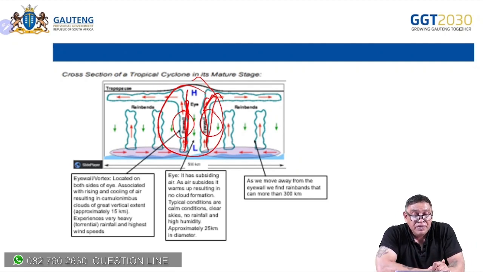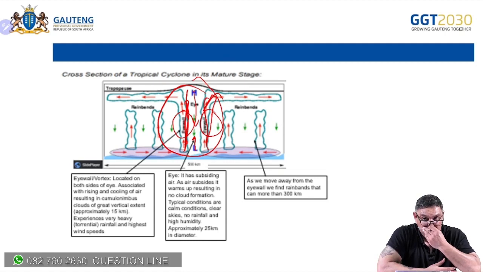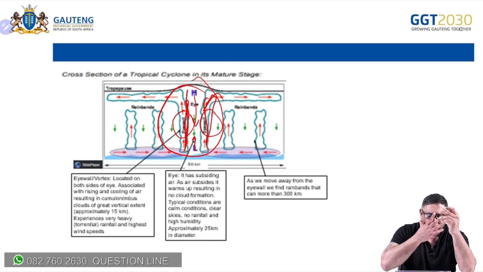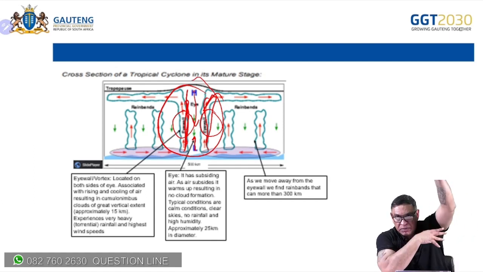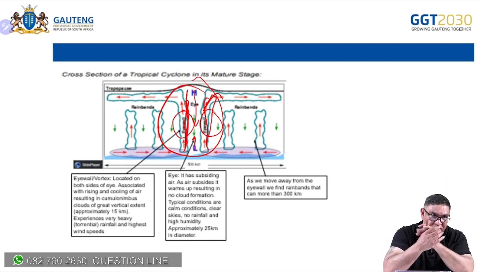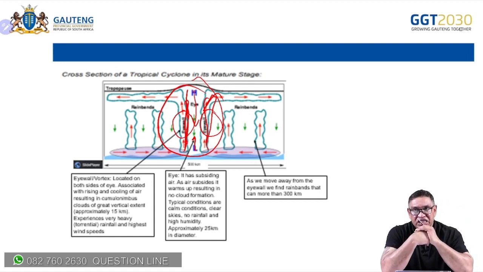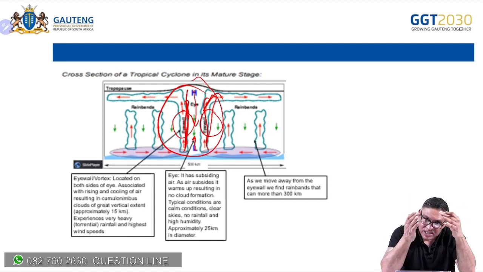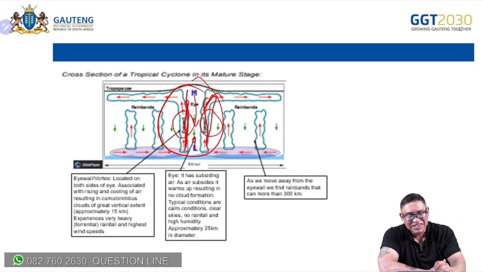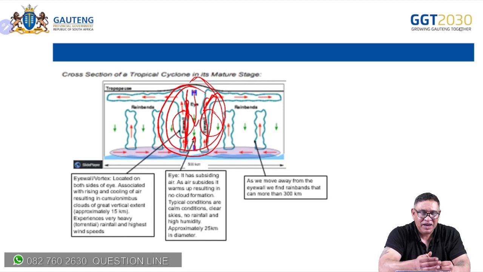Now, in the eye, air also rises, but there's subsiding air that comes back into the eye. The eye stays calm and there are clear skies, because the subsiding air heats up and doesn't allow for more condensation and cloud cover. So that is why you have your clear conditions in this aspect here.